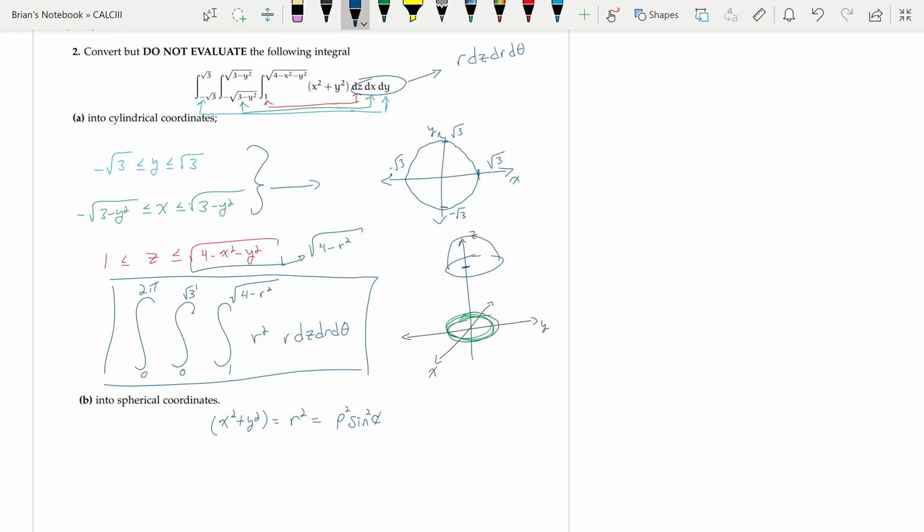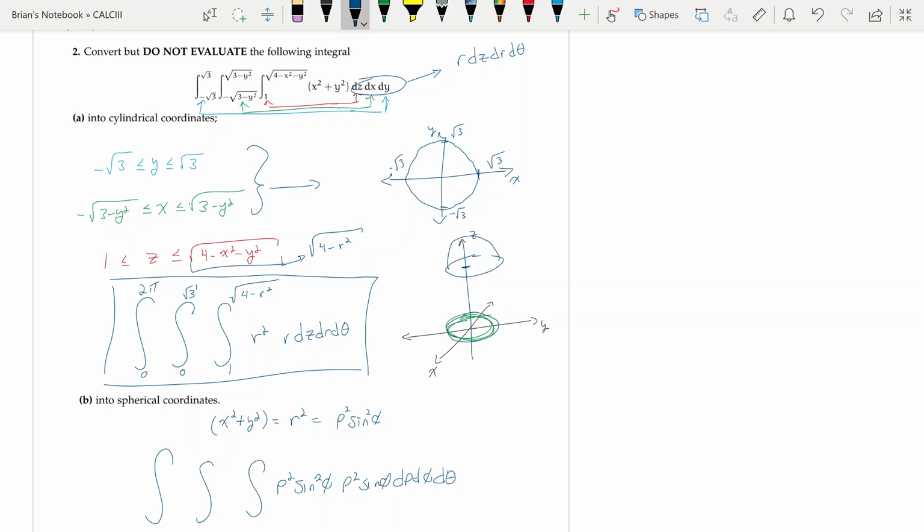So then let's move to the bounds. Don't forget that we'll have our integral here, and we'll have rho squared sine squared of phi. Our bounds are going to be rho squared sine of phi d rho d phi d theta. Just like row, row, row your boat. All right. Cool. And now we need the bounds.